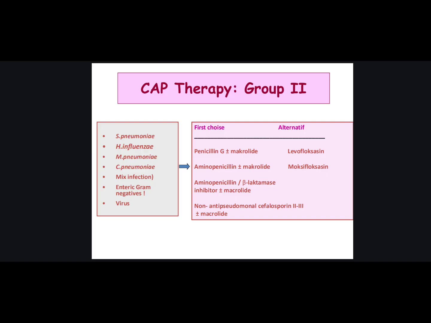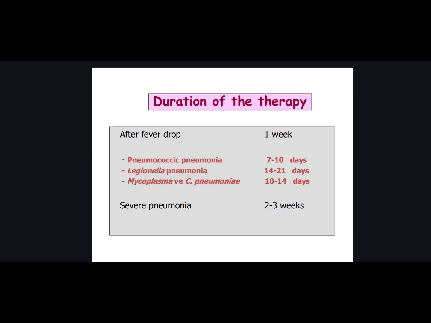Finally, once treatment is started, how long does it typically last? Is it just until you feel better? Not quite. The general rule of thumb is to continue therapy for about 1 week after the fever has completely resolved and the patient is stable. Okay, a week after the fever breaks. But the total duration really varies depending on the suspected or confirmed pathogen. For standard pneumococcal pneumonia, maybe 7 to 10 days total.